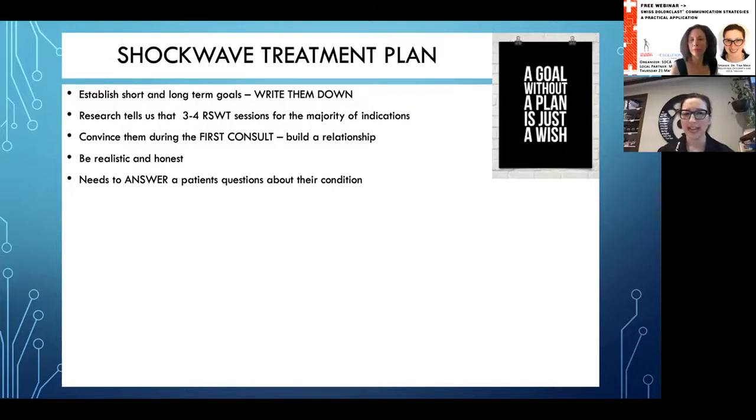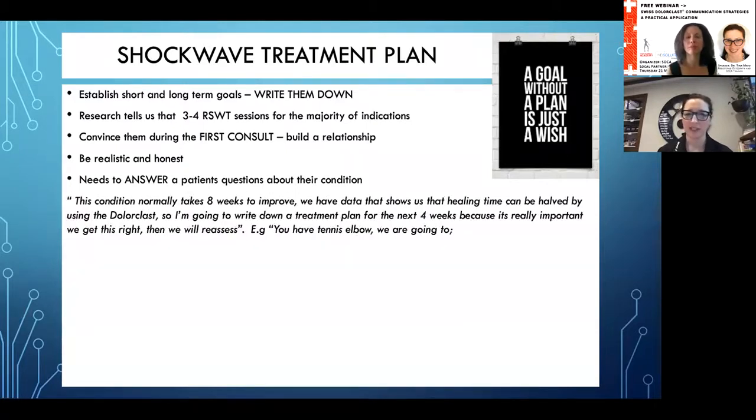You need to answer a patient's questions about their condition. Make sure you leave time to answer people's questions, okay? They really value that. So this is an example. The condition normally takes 8 weeks to improve. We have data that shows healing time can be halved using the DolorClast. So I'm going to write down a treatment plan for the next 4 weeks because it's really important we get this right. Then we'll reassess.